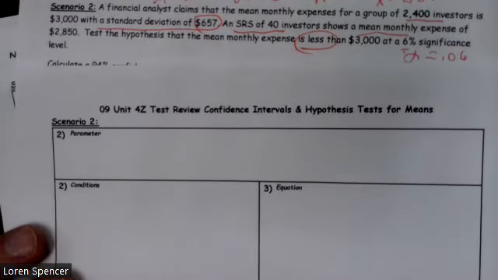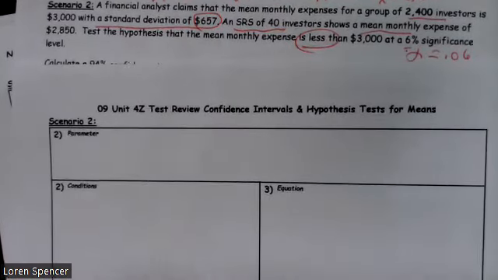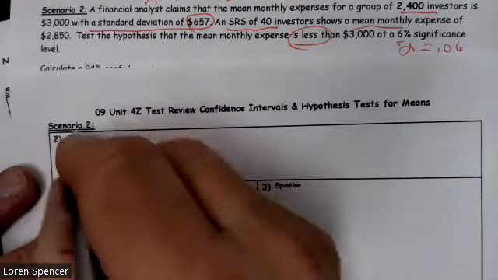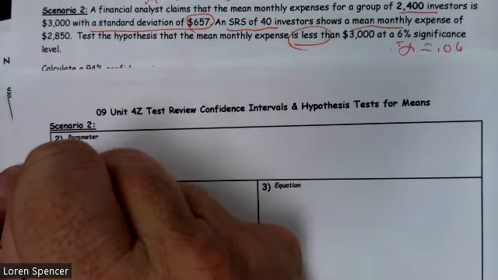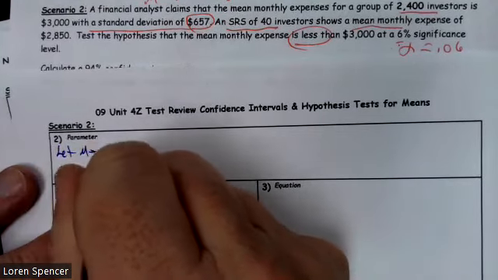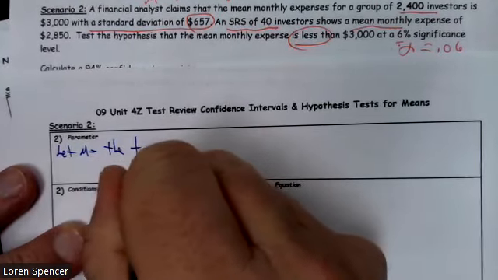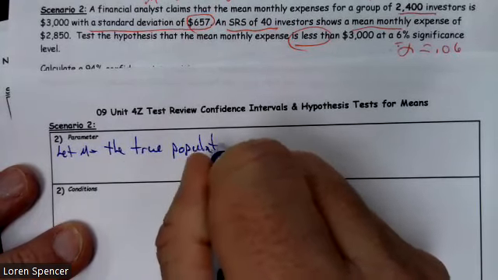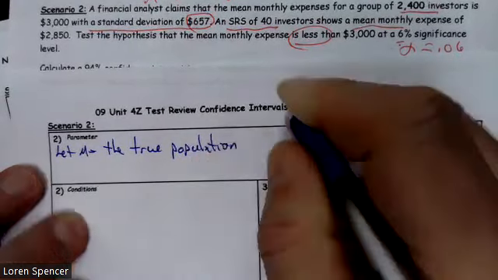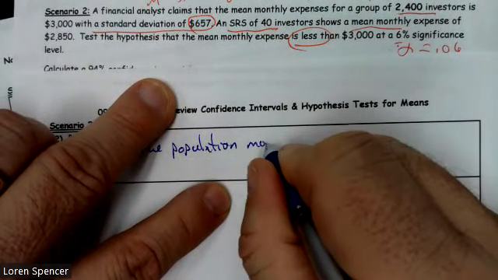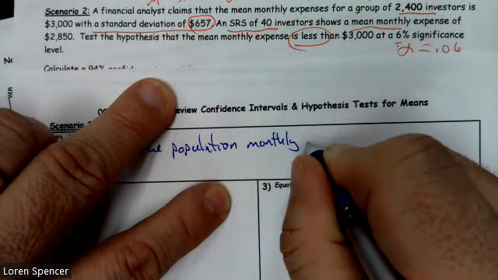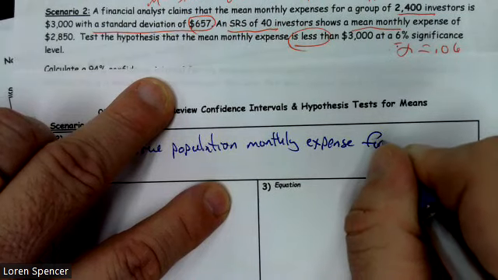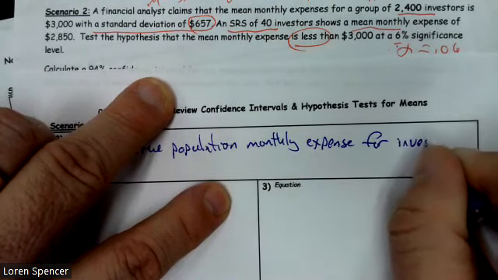So first off, the parameter is going to be the same as before, but because we refer to it, I am going to copy it down. So let mu equal the true population monthly expense for investors.